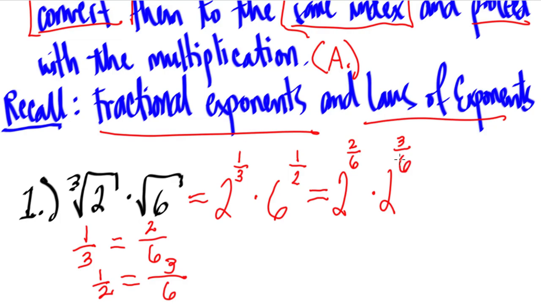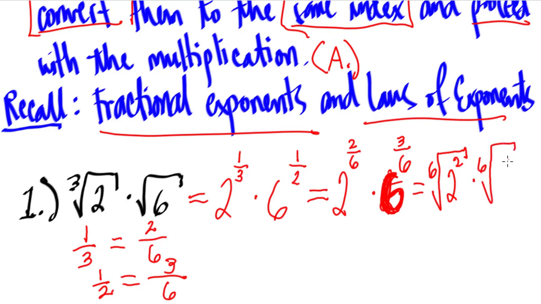Now, we can put them in the radical form because they have the same denominator, meaning they have the same index. So we have 2 squared here. Sorry, this should be 6. My bad, this is 6. Okay, so then the sixth root of 2 raised to 2, and we have also the sixth root of 6 raised to 3. Now let's try to simplify this.